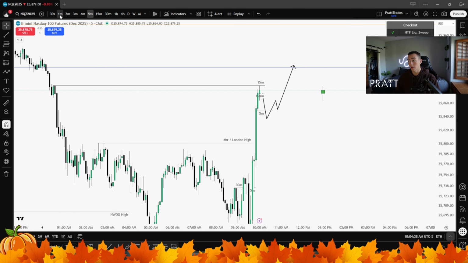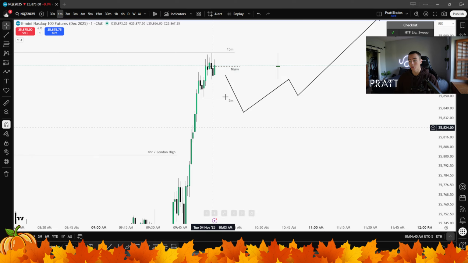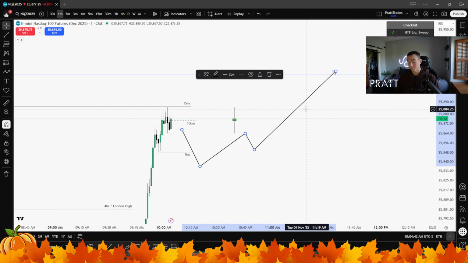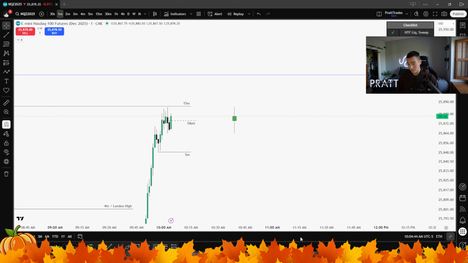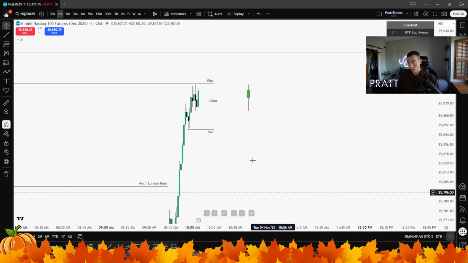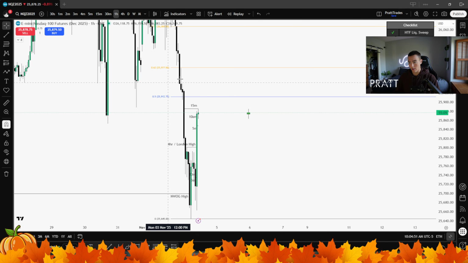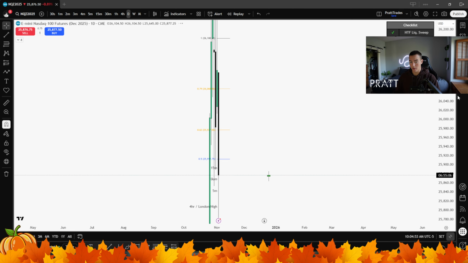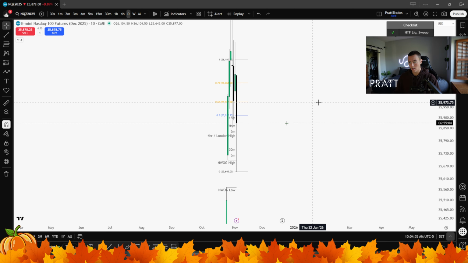Or just anything else, but there's literally been nothing so far. It's just been rip. The only thing I don't like about longing now is just how premium we are. But at the same time, we have to rebalance this entire range that was made last night on the daily candle. Where are we at? Yeah, so we'll see what happens.